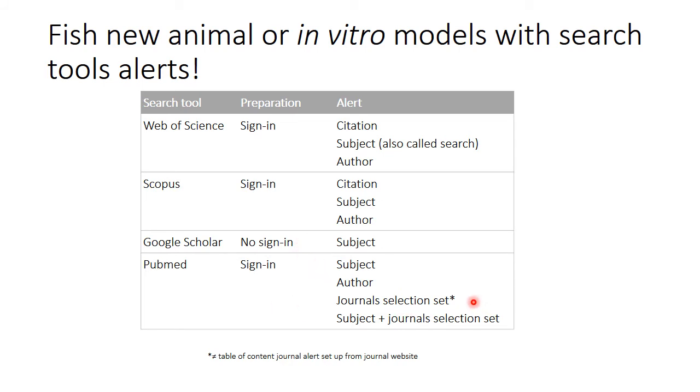A very interesting option that is not further developed because it is quite specialized: in PubMed you've got another type of alert concerning the selection of journals, and you can end with a set of journals to be informed about the latest issues of peer-reviewed articles in the corresponding journals. And you can also combine a subject and a journal selection set to create a new alert.